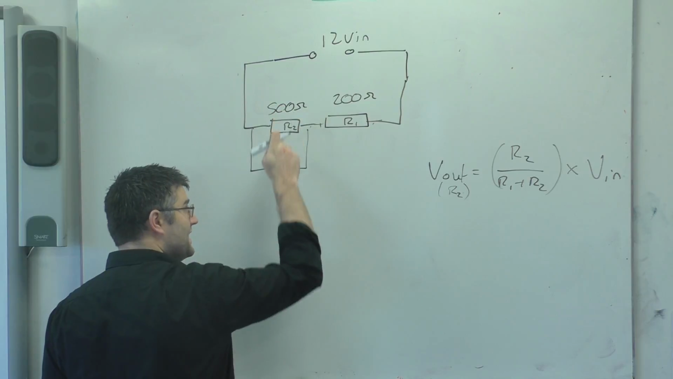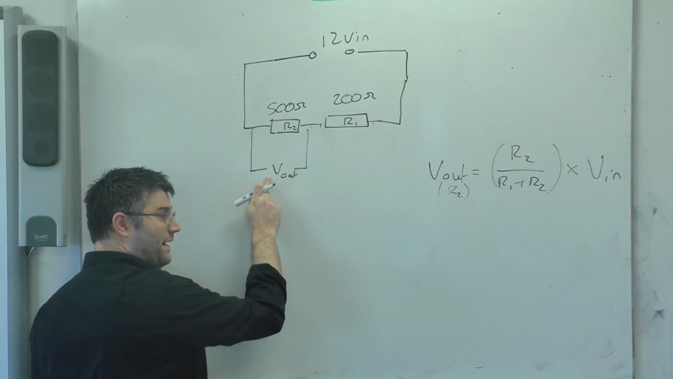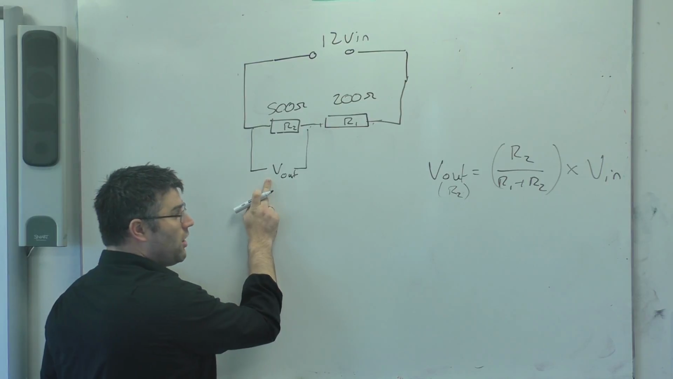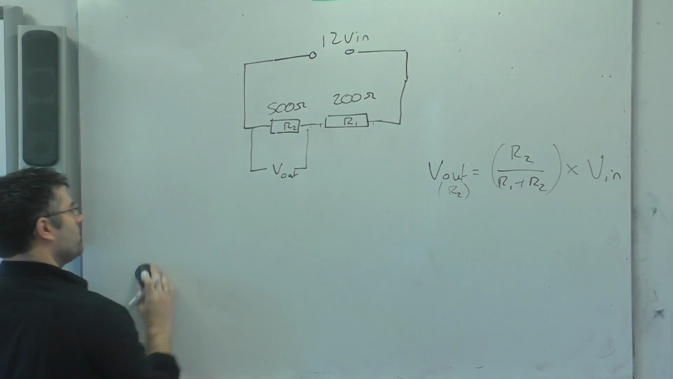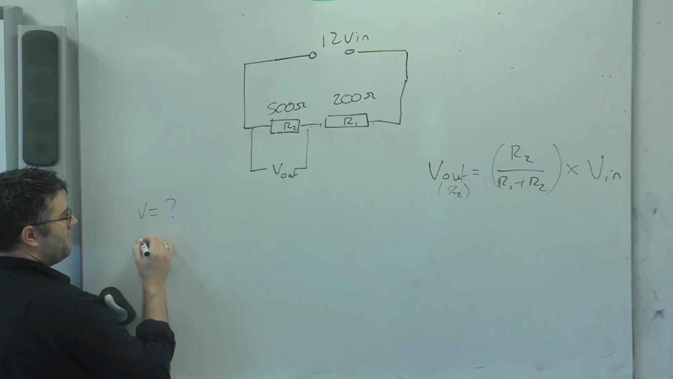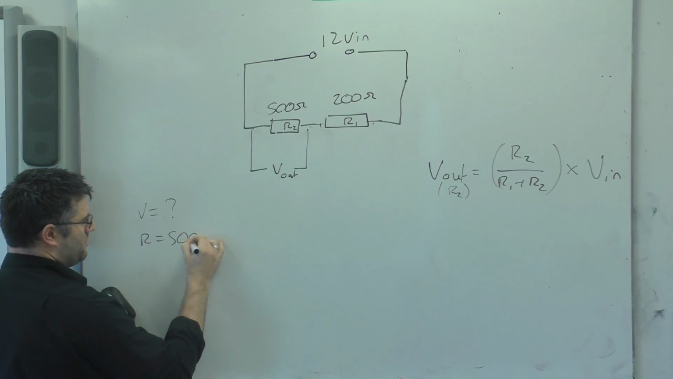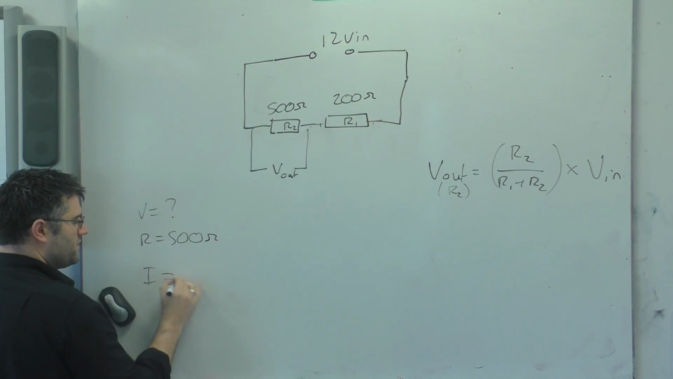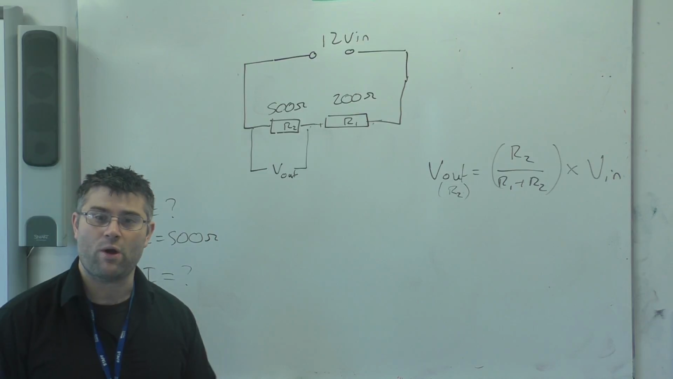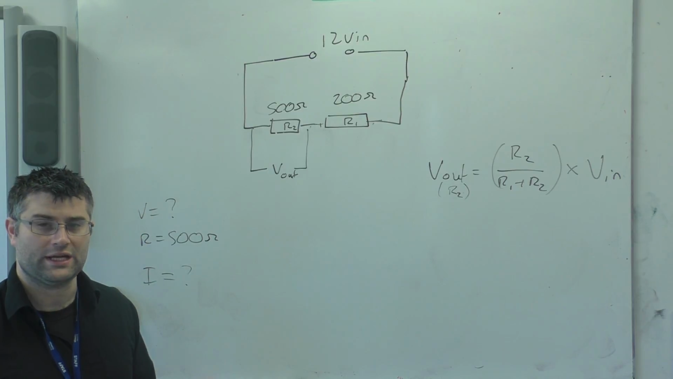What am I missing about this? Well, I'm missing, from Ohm's law, the current. V is what I want to find out. The resistance is 500 ohms. And the current is unknown at this point in time. But is there a way of working out the current in this circuit?